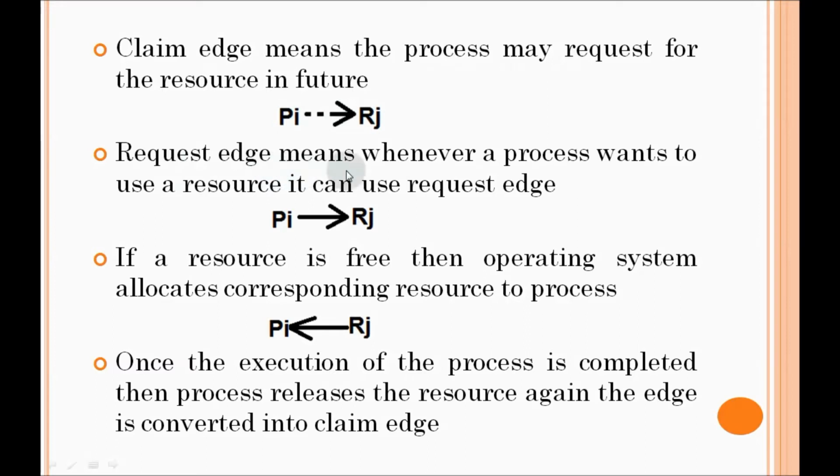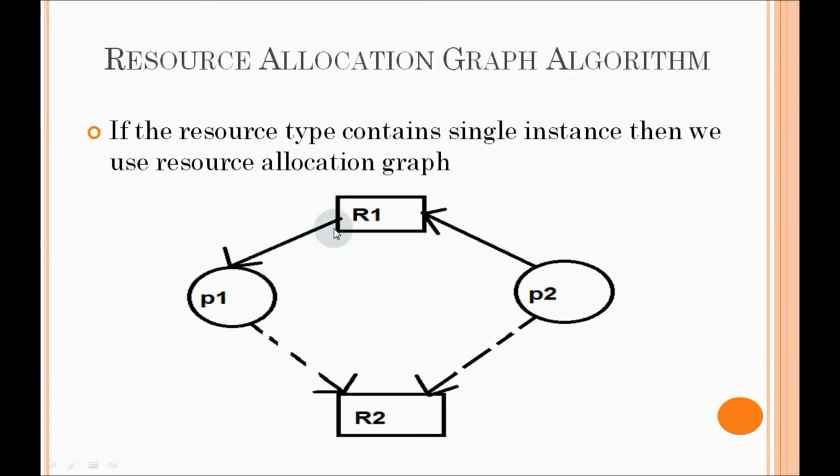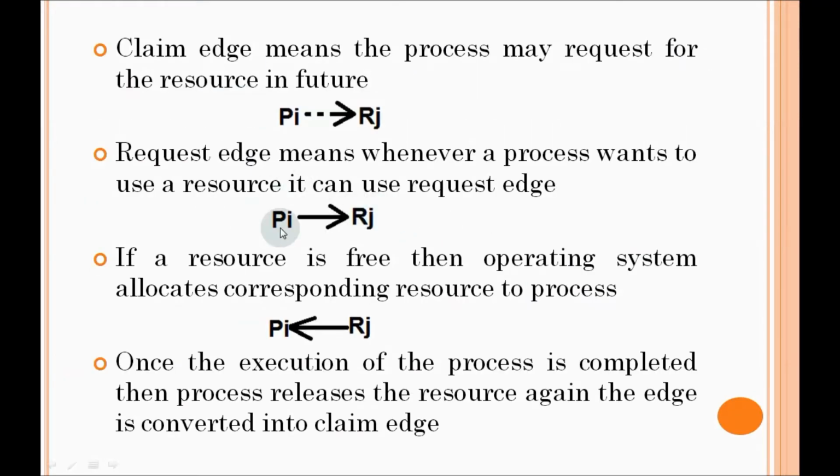Request edge means whenever a process wants to use a resource, it can use a request edge. Very simple. You can see here, P2 is requesting the resource R1. You can see the notation. Pi is requesting the resource Rj. So this is the request edge.